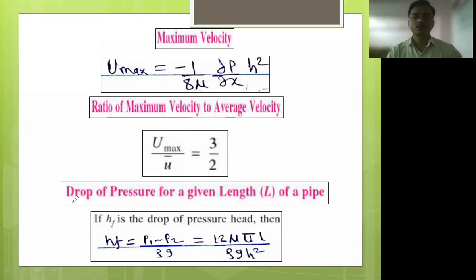Next, drop of pressure for given length of pipe. Drop of pressure. So the formula P1 minus P2 was also written there: 12 mu u bar L divided by h square. Write down this formula.